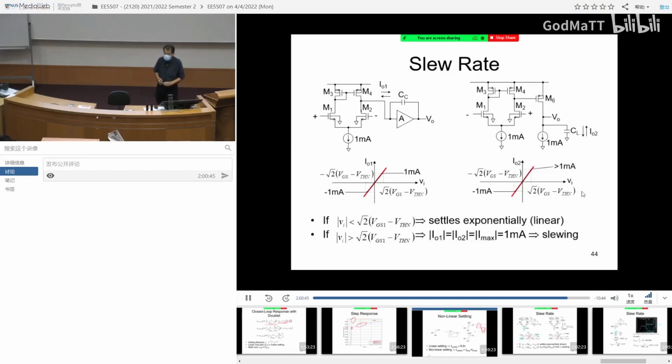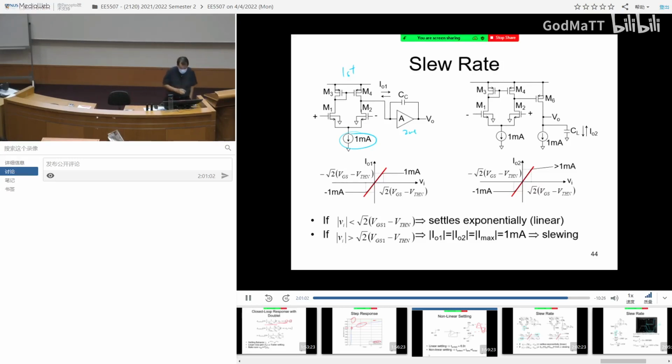So slew rate, just to explain a little bit, what do I mean by current getting clipped? Now you see, this is a two-stage amplifier. This is the first stage. This is the second stage. We design the first stage, the differential pair, so it always has this constant current source.